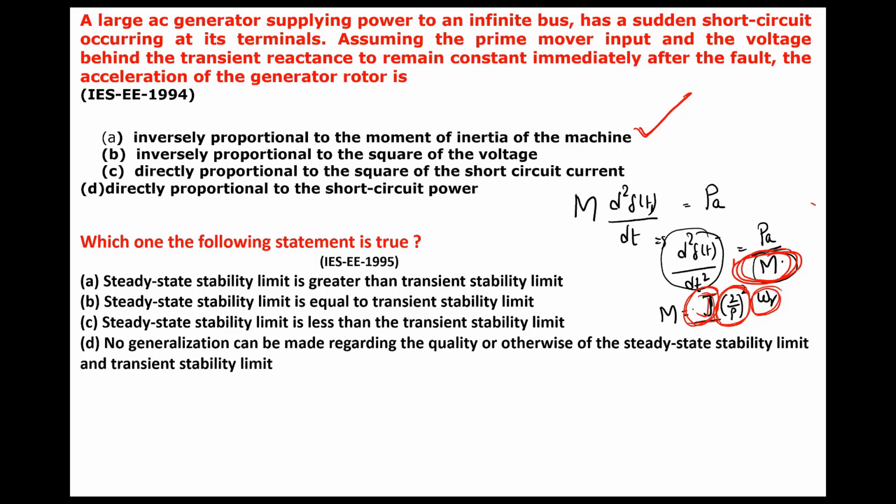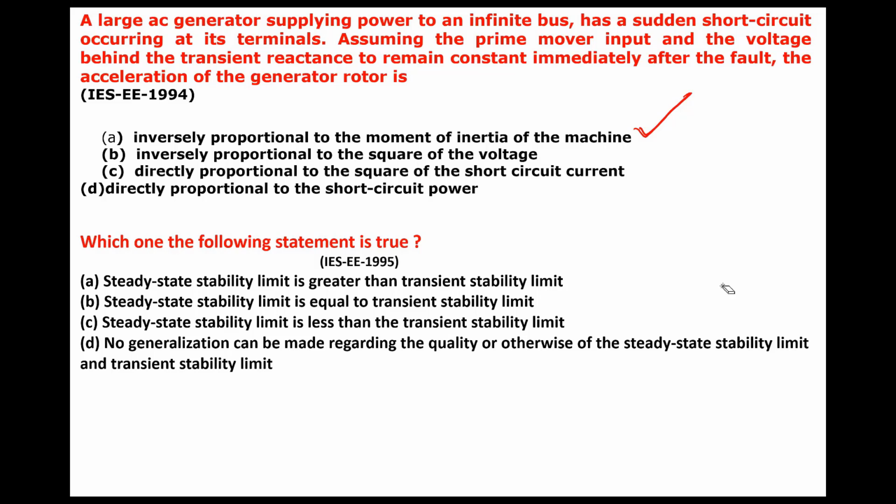Which one of the following statements is true? Where can the highest power be transferred, during fault or before fault? Steady state limit is greater than the transient limit. So if you remember the three curves, you can directly tell that the steady state stability limit is always greater than the transient state stability limit. Understood? We have discussed it many times. A is the right option. Steady state stability limit is always greater than the transient state stability limit.